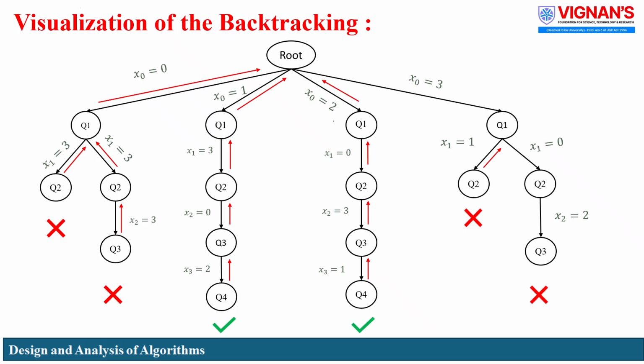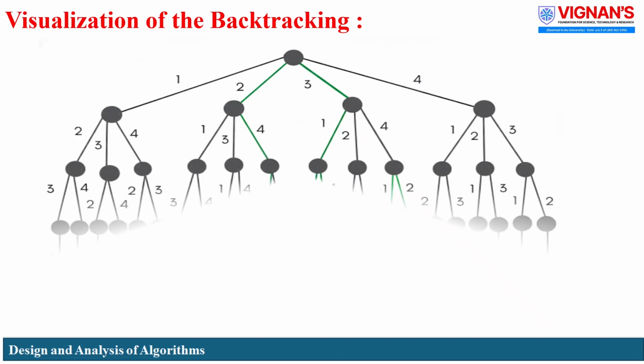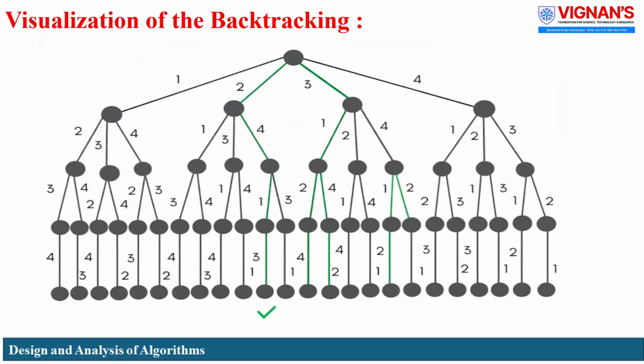We need to check all possible solutions by systematically exploring every combination in the state space tree. The algorithm tries each choice step by step, and whenever a partial solution violates constraints, it backtracks and explores the next alternative until all valid solutions are found.